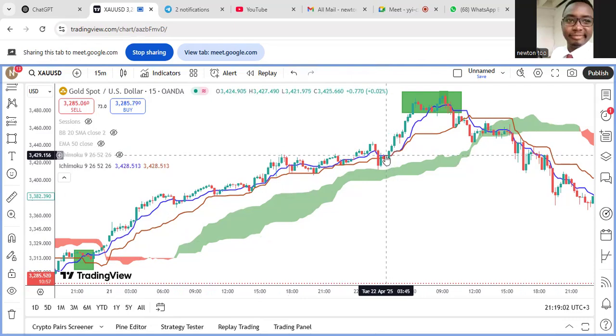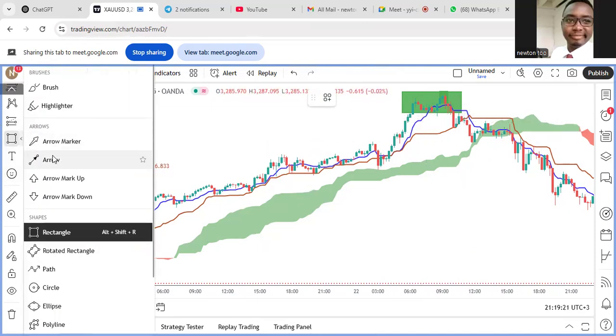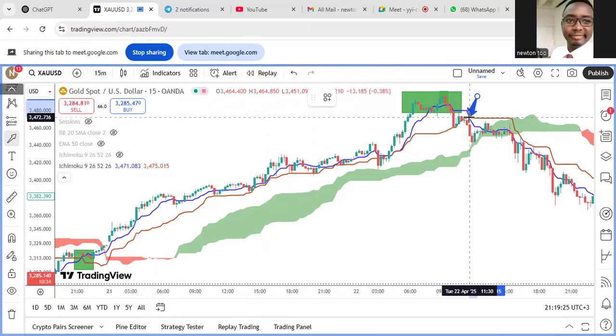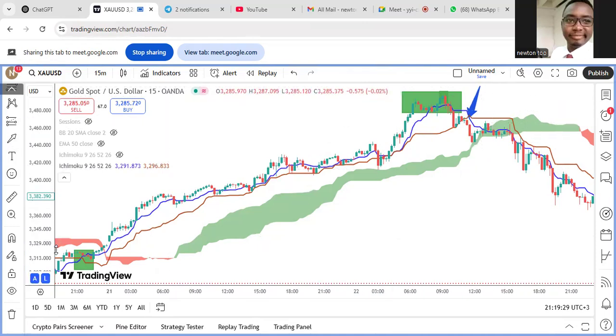So mi hapa ningekuwa relaxed tu nivumilie. So the place where ninge exit this trade, where I could exit this trade is here. See here? This region don't exit hapa. Let me mark it maybe with a different arrow. Maybe hapa. See there? So unaona profit ya hapa mpaka hapa.